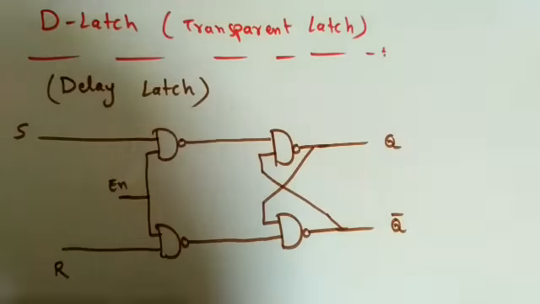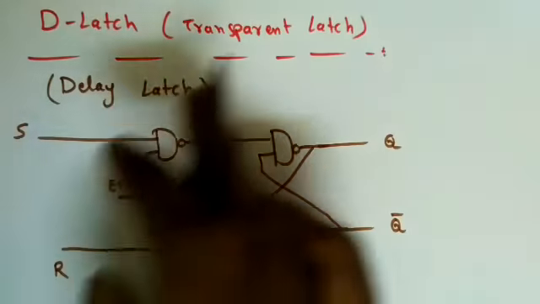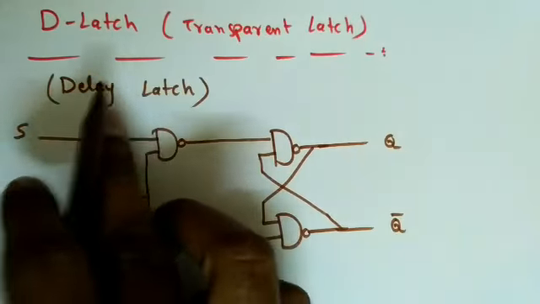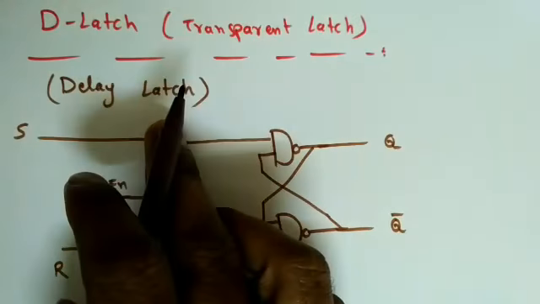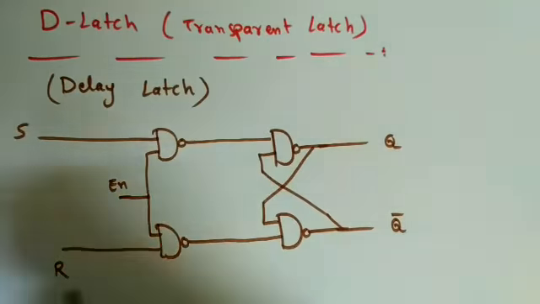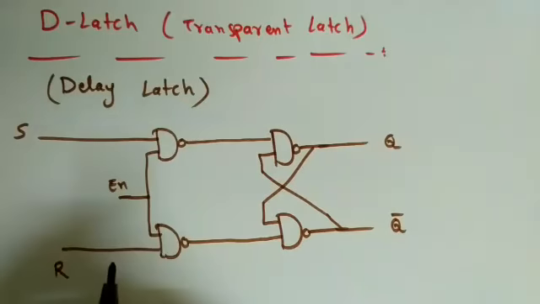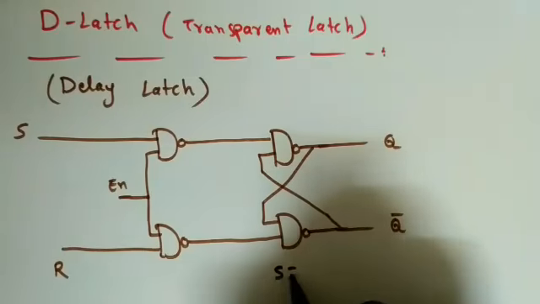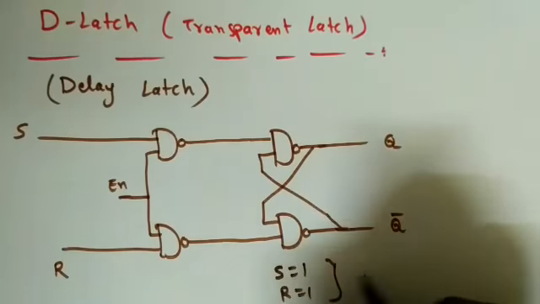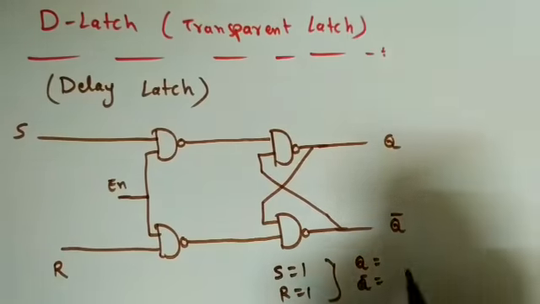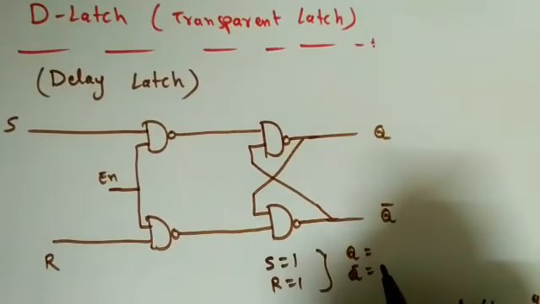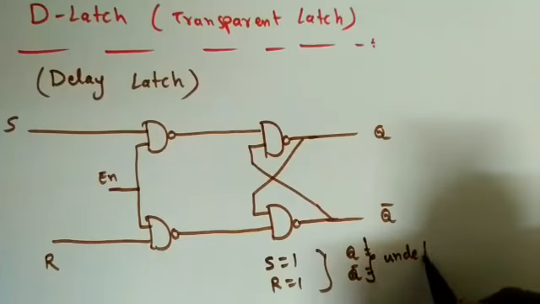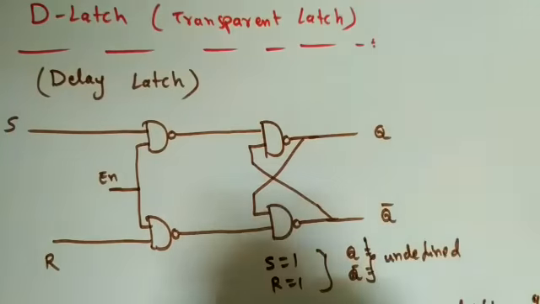Next we will discuss the D-Latch. Other names of D-Latch are transparent latch or delay latch. Why the name comes will be justified in 3 minutes. But what was the problem in SR latch? When S is equal to 1, R is equal to 1, we are getting Q and Q bar both equal to either 0 0 or 1 1, which is not possible. Yes or no? So this is, we can say, undefined state, or we can say forbidden state.